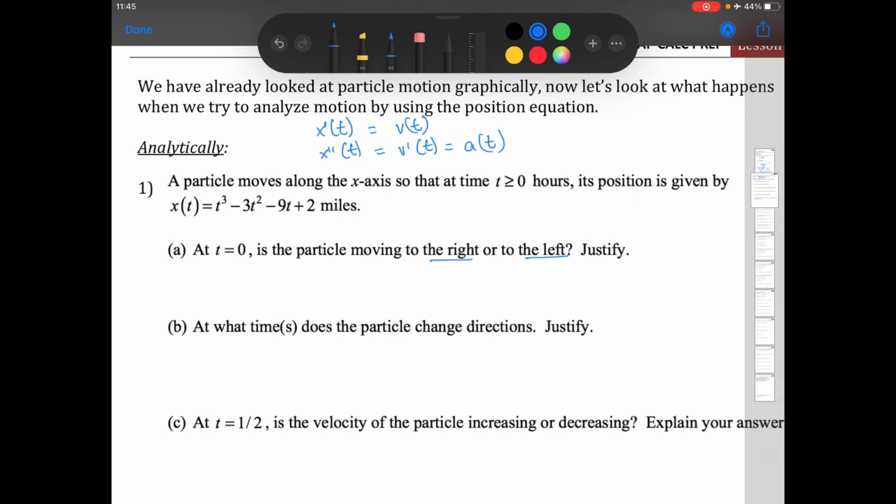When is the particle moving to the right? When your velocity is greater than 0. When is the particle moving to the left? When velocity is less than 0. So that's basically our explanation or justification.